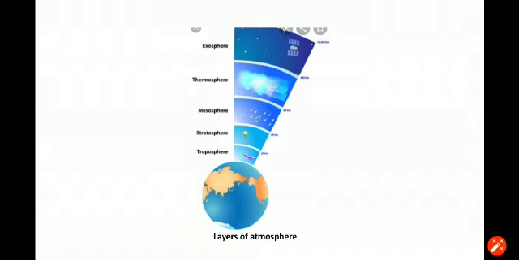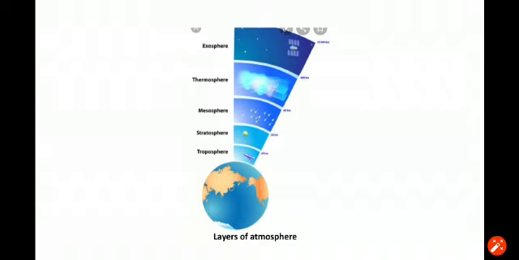Now just have a look. Can you identify the picture? Yes, it is a picture of layers of atmosphere. Actually, the atmosphere has a layered structure. Its total extent can be roughly divided into 5 concentric layers. Can you see? There are total 5 concentric layers.